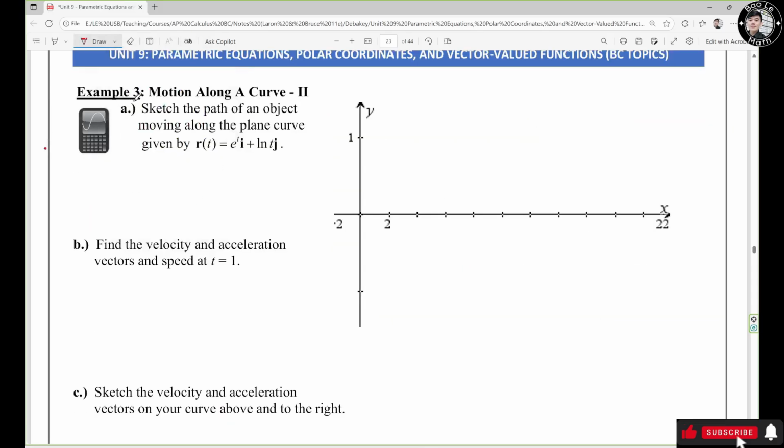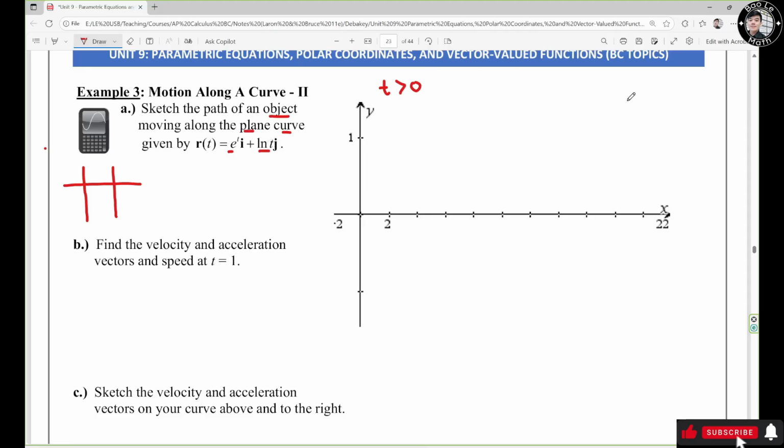Now let's move on to example number 3. Motion along a curve, number 2. Sketch the path of an object moving along the plane curve given by r of t equals e to the t i plus natural log of t j. Alright, so this one is actually the x and this one is actually the y, right? Now we're going to sketch the t-chart. Remember that the domain of this one is t greater than 0, right?